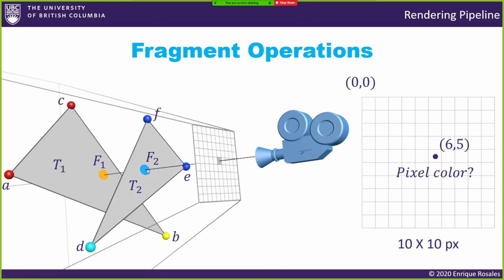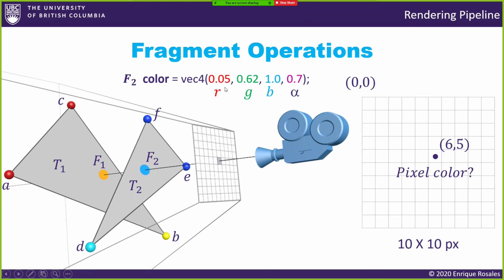However, Nam is saying that it could also depend on its color, right? So let's assume that the color of F2, the gl_FragColor, remember that we have that variable, the output variable from the fragment shader, is this one, okay?